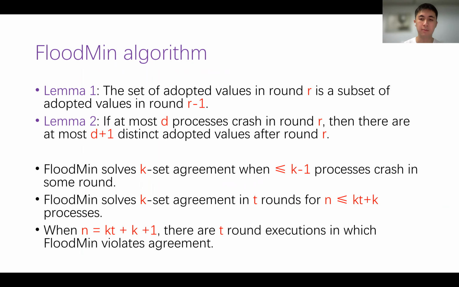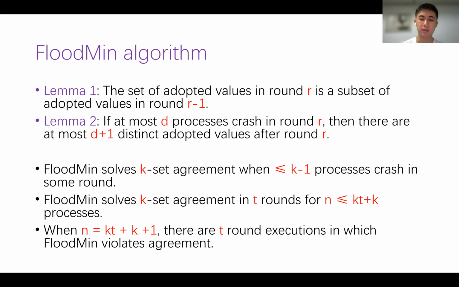There are two important facts about the flood-min algorithm. First, the set of adopted values in one round is a subset of adopted values in the previous round. This ensures validity. Secondly, the number of distinct adopted values after one round is at most the number of processes crashed in this round, plus 1. Consequently, flood-min solves k-set agreement when fewer than k processes crash in some round.